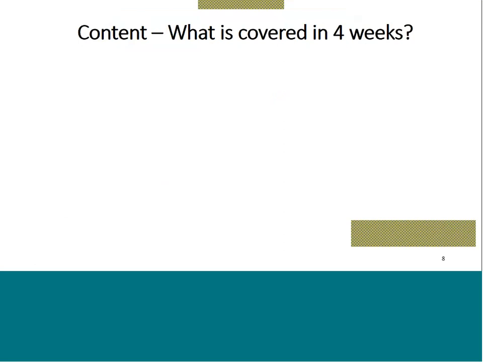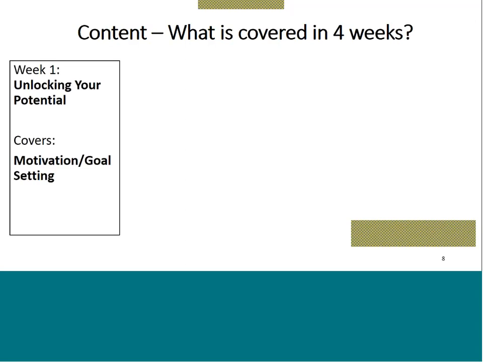So what is the content? You know that AMP is a 4-week course, so let's talk about what's involved in each week. Week 1 is called Unlocking Your Potential, and week 1 covers their motivation and their goal setting. So why is it that they are a realtor? What is that driving force within them? Maybe they want to put their kids through college. Maybe they want to help an elderly parent.